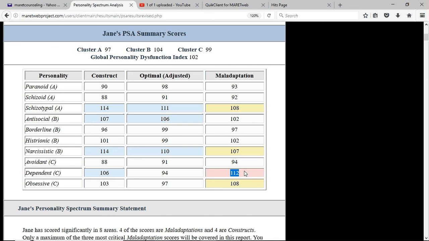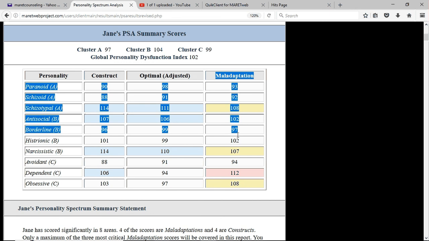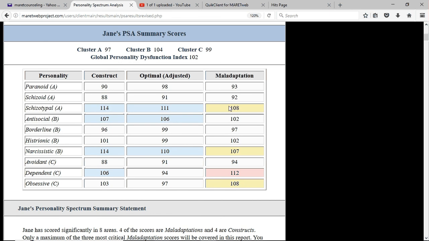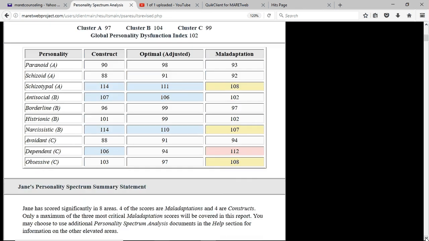This is pink. You will find that a score over 120 is going to turn darker red. A score over 125 is going to turn really bright red, fire engine red. So these are bad scores. Maladaptation, these are bad scores. When you get to yellow and red. The blue scores are just indicators that it's over 105. It means they scored significantly. Is it a bad influence? I don't know. You're going to have to determine that yourself.